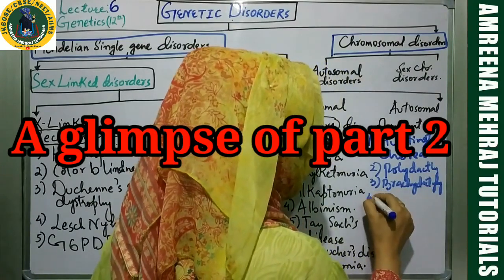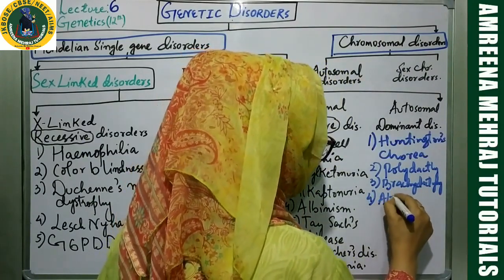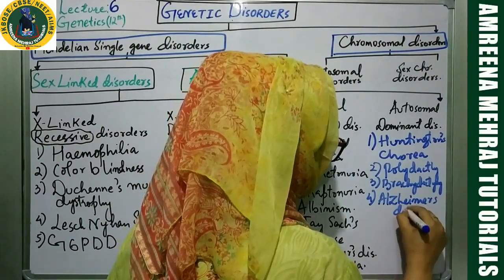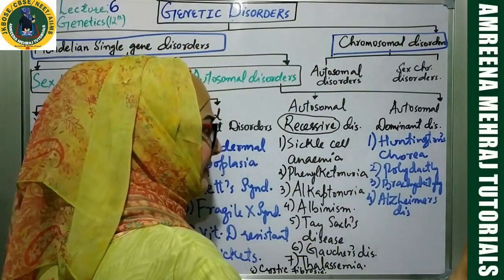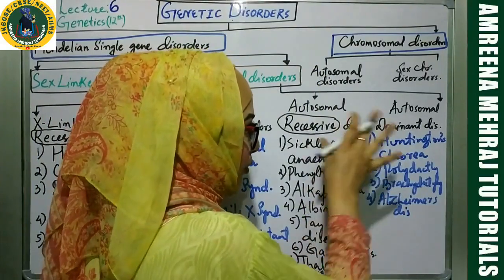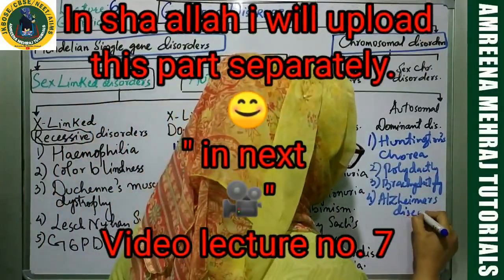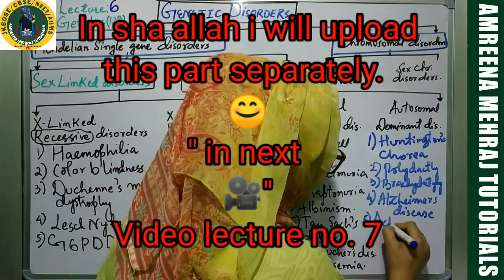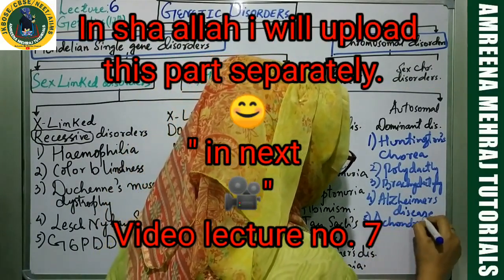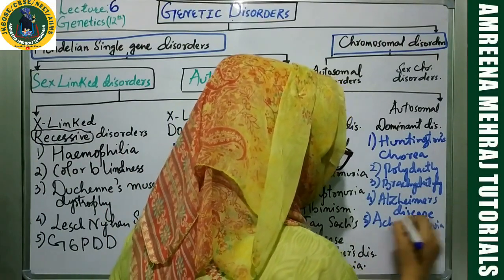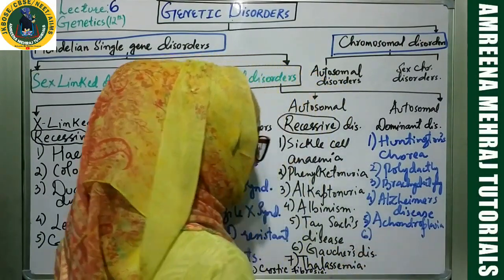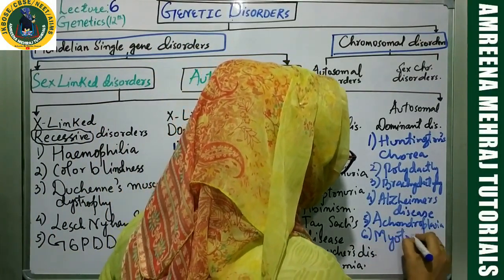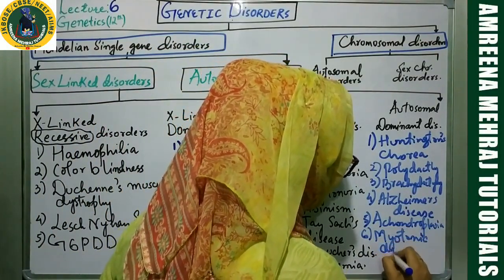Fourth is Alzheimer's disease. It has multiple other causes also, but it has a potent autosomal dominant cause also. Fifth one is achondroplasia. How can I forget this? Sixth one is myotonic dystrophy.